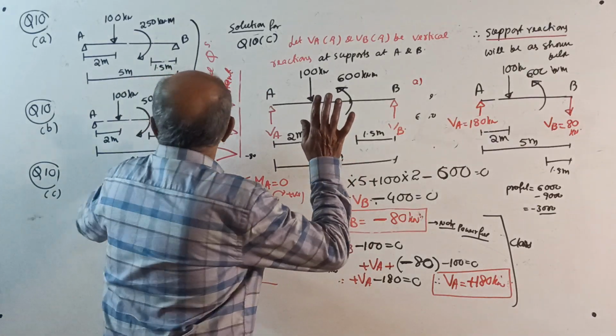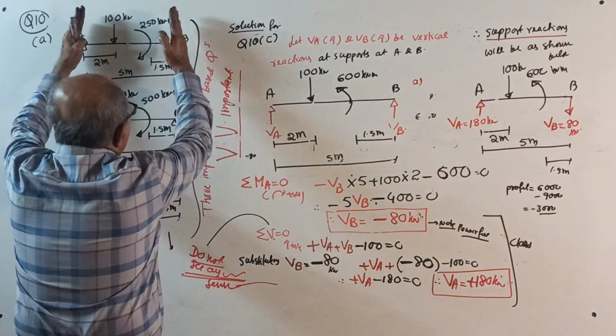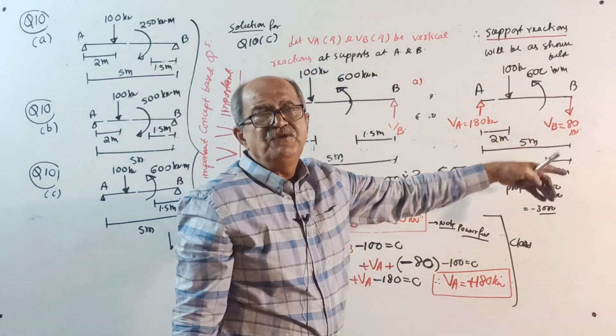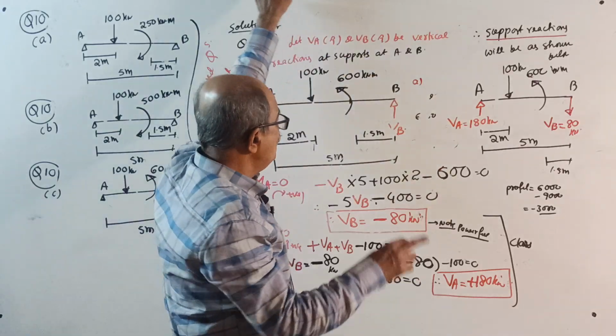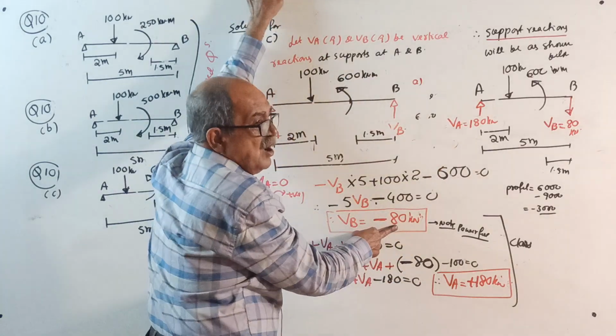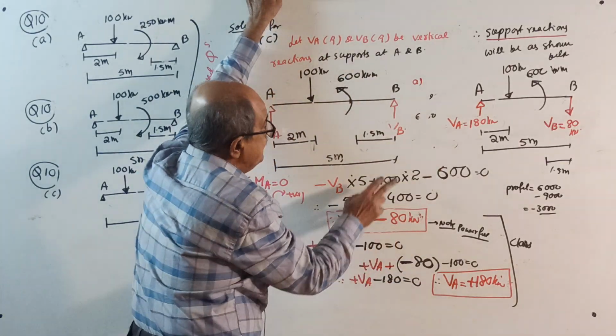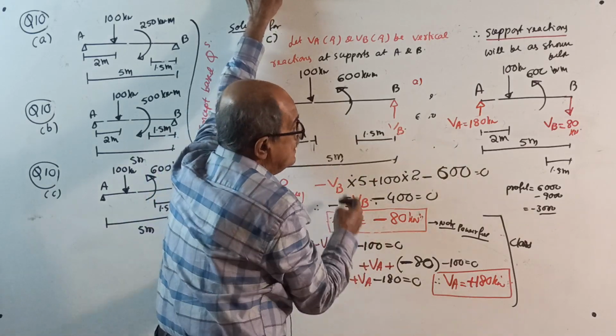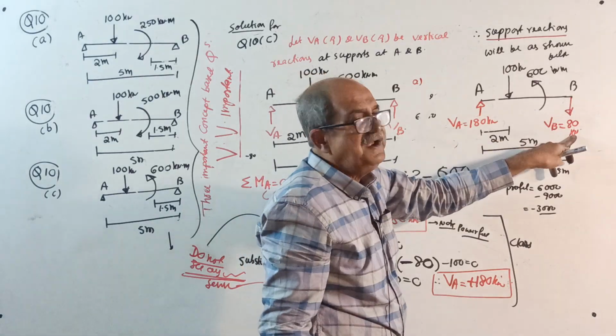Now, for simple supports, vertical reactions are considered upward. If a negative sign came, wherever a negative sign comes, put downward. So remember now, minus 80 is not downward. Minus 80 is upward. VB is minus 80. VB in the upward direction means VB is 80 down.